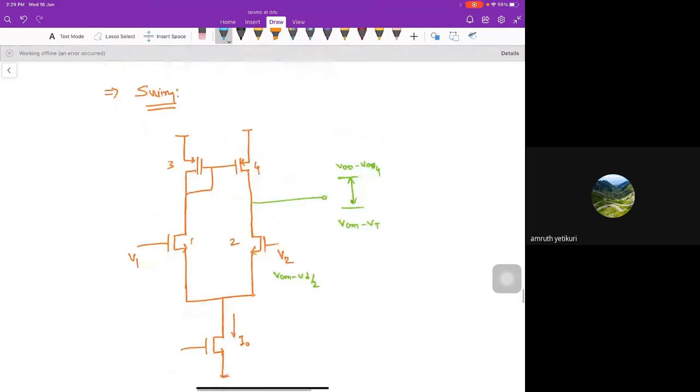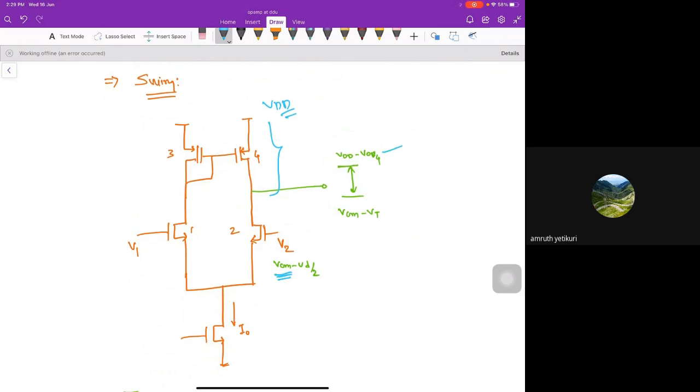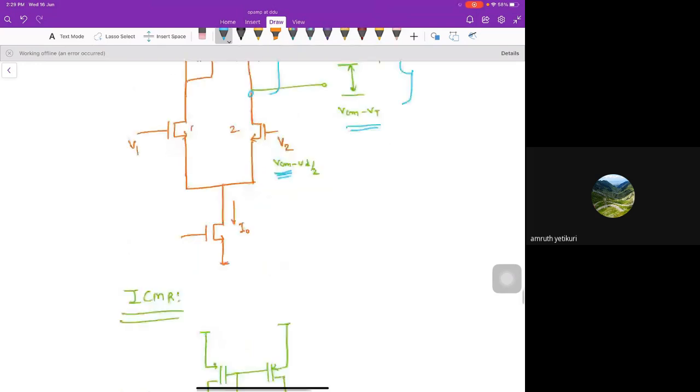Now let's consider the swing point of view. How much margin do we have? VDD minus VOV4, that's the upper limit. What is the bottom limit? This is a VCM, and the drain is always one VT down from the gate. So this is VCM minus VT. So this is the output swing range.